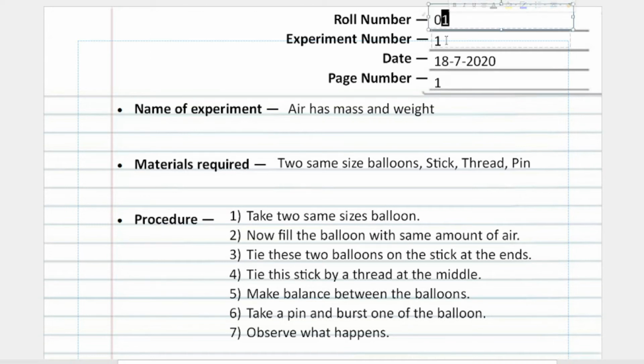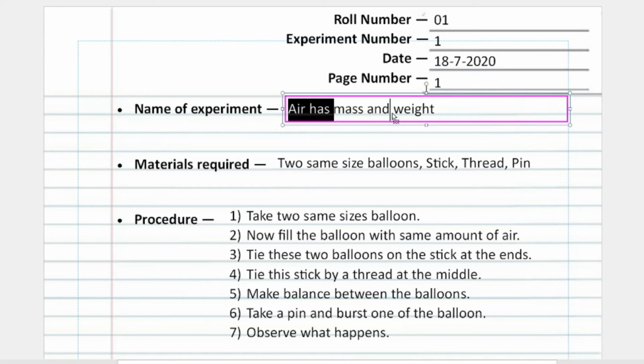Here the experiment number is 1, date of experiment is 18th July, page number 1. This is the simple information. Now name of experiment: what you have to do here on this page? You have to prove that air has mass and weight. Air has mass and weight, full stop.